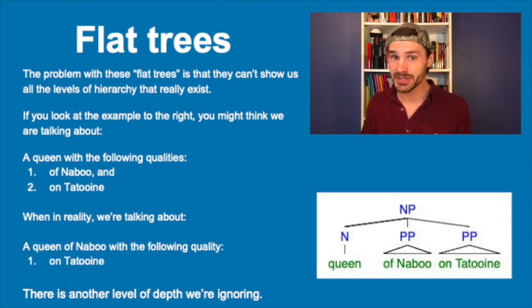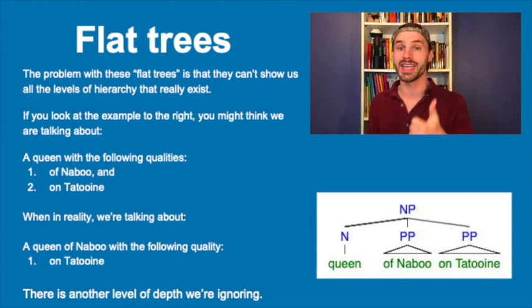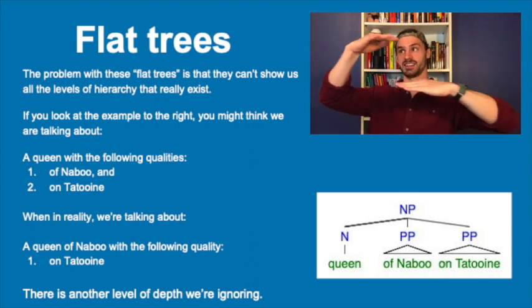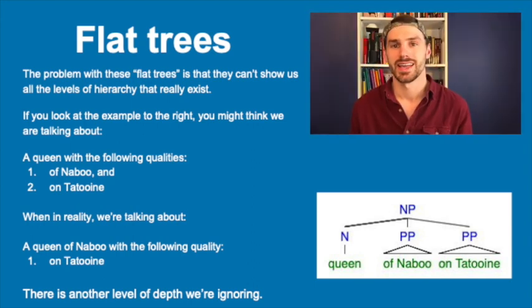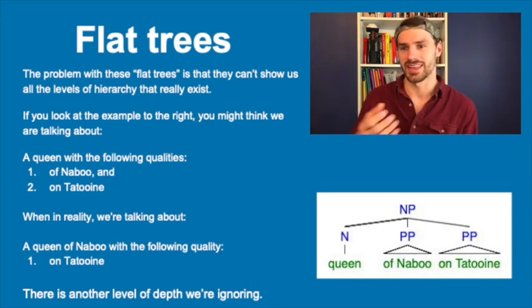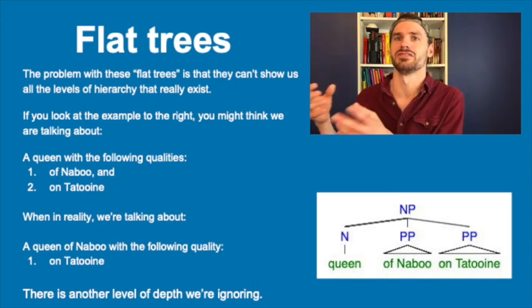But that's actually a pretty simplistic way of thinking about it, because actually we're talking about a queen of Naboo with the following property. She is on Tatooine. Okay, so we're starting to see a separation and different levels of the hierarchy there. And notice how it even sounds so much more normal for me to say the queen is on Tatooine than it does to say the queen is of Naboo.